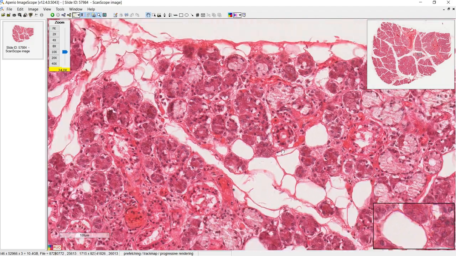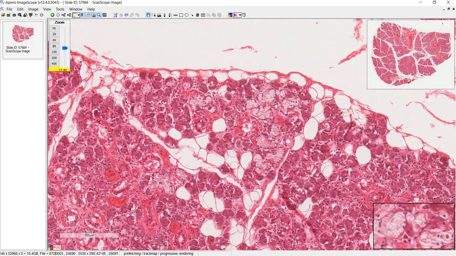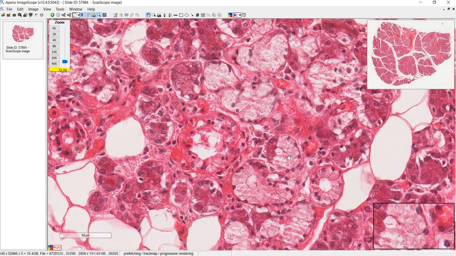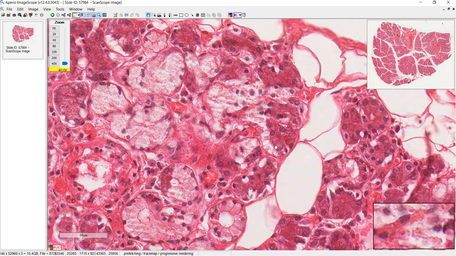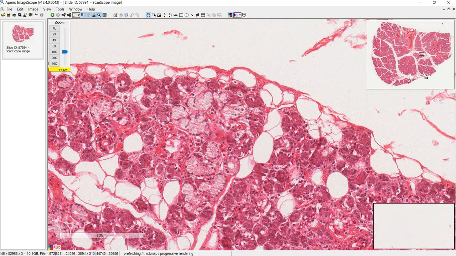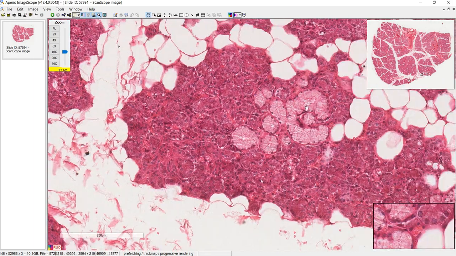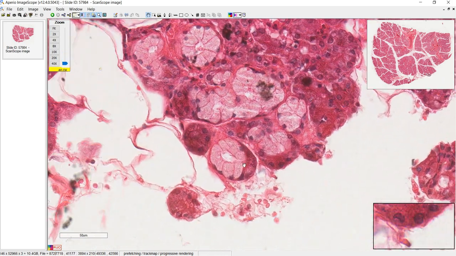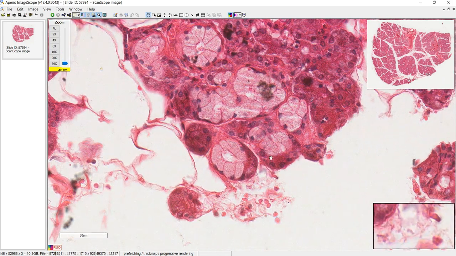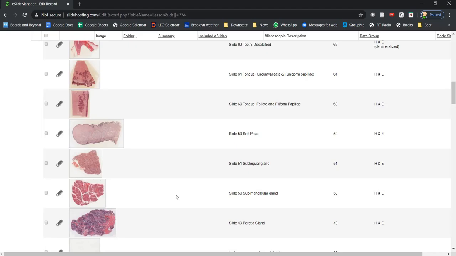And let's see if I can find another example. Yeah, here's some mucus, serous demilune. Nah, I don't really like any of those. Oh yeah, it's perfect. Here's another example. All right, and now let's switch over to the sublingual gland.